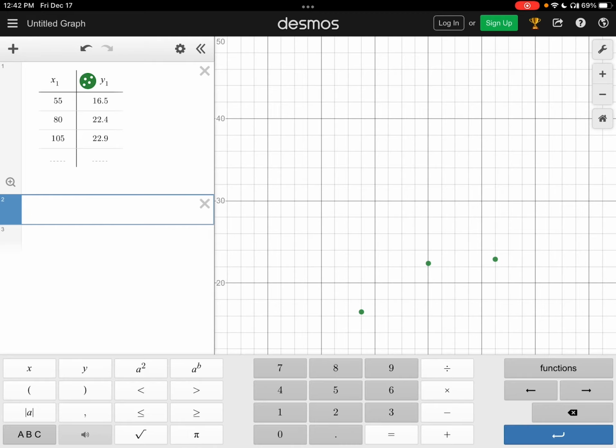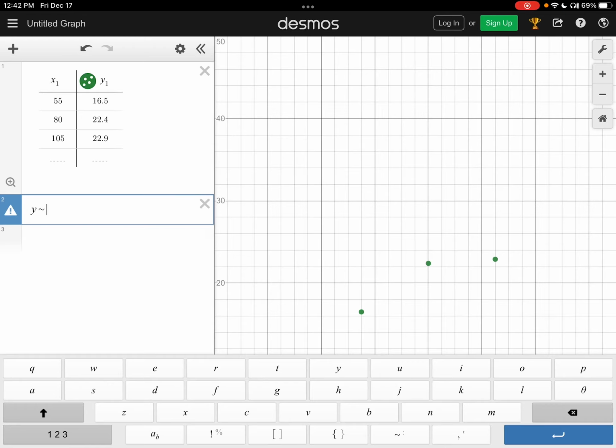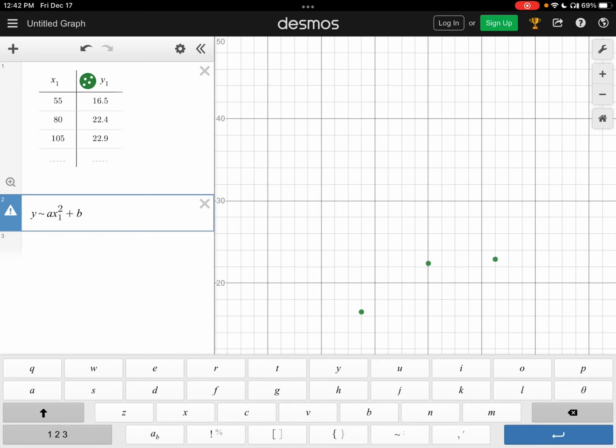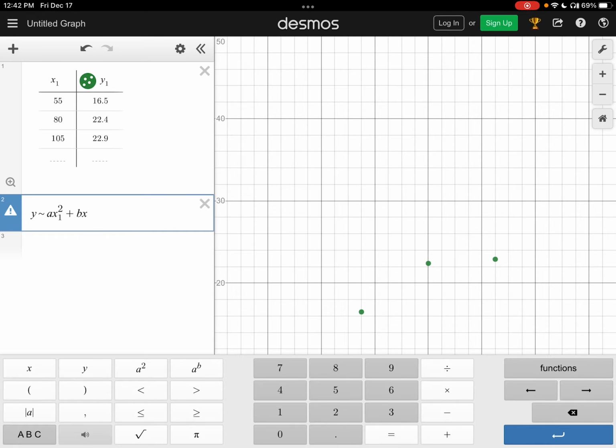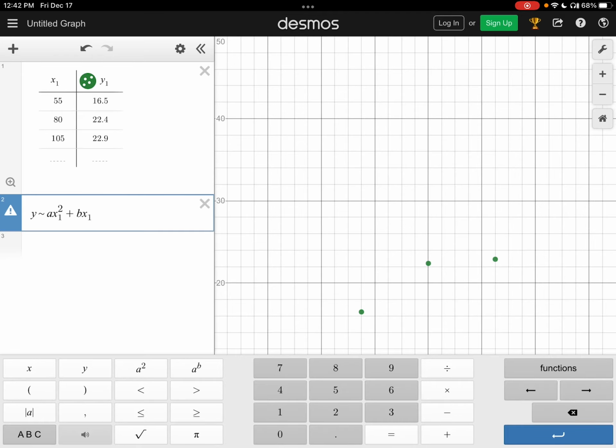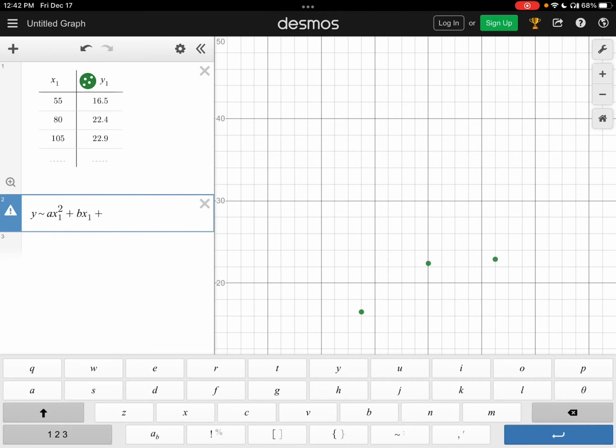In order to do a quadratic, I've done this before, I can do this. It's going to be y is approximately a x sub 1. That's telling me to put and then we're going to square those. That's how we do quadratics. And then plus b x sub 1. We're pulling our x's from the sub 1 category up top. And then plus c. I do believe I'm doing okay so far.